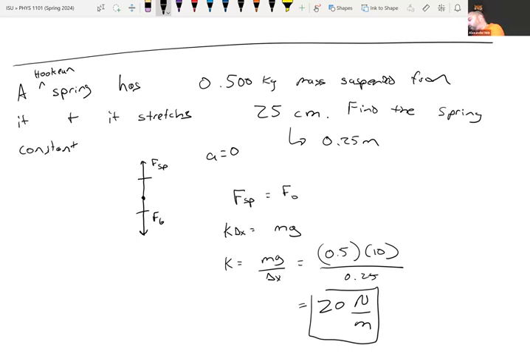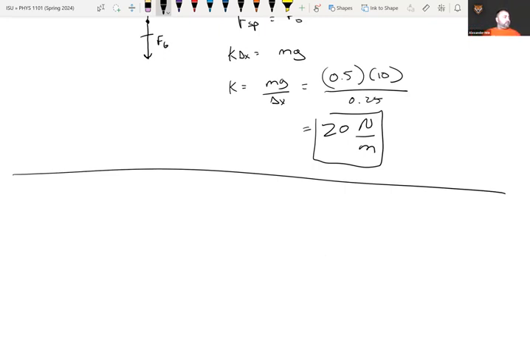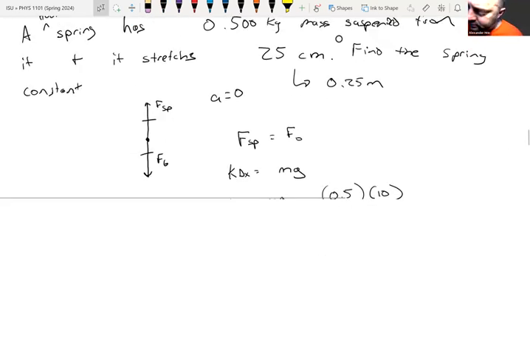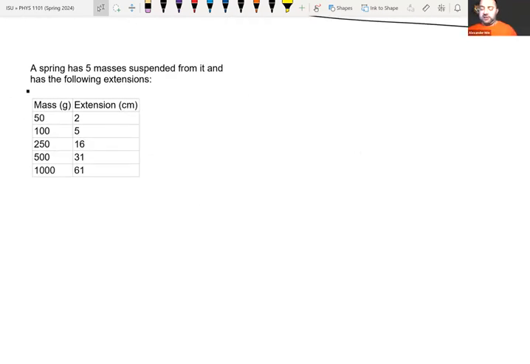So I'm going to put this in my notes over here. So we'll make these bigger. It's fine. So what we have here is a problem where a spring has 5 masses suspended from it at the following extensions. So 50 grams, 2 centimeter extension; 100 grams, 5 centimeter extension; 250, 16; 531, and so on.